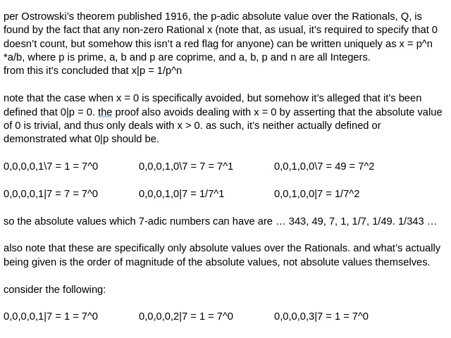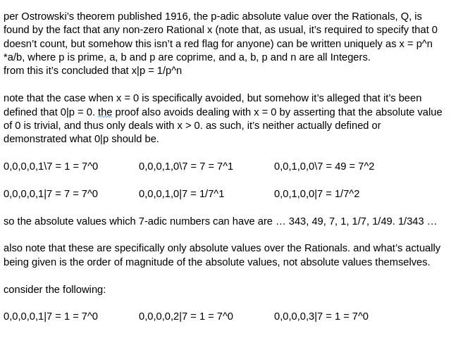Alright, so per Ostrovsky's theorem, published in 1916, the p-adic absolute value over the rationals Q, that's going to be completely irrelevant. I'm never going to reinvoke Q. I'm just going to say rationals. Anyway, is found by the fact that any non-zero rational x, I'll come back to the parenthetical, can be written uniquely as x equals p to the n times a on b, where p is prime, a, b, and p are coprime, and a, b, p, and n are all integers. From this, it's concluded that the absolute value of x with respect to p is 1 on the quantity p to the n power. Okay, returning to the parenthetical.